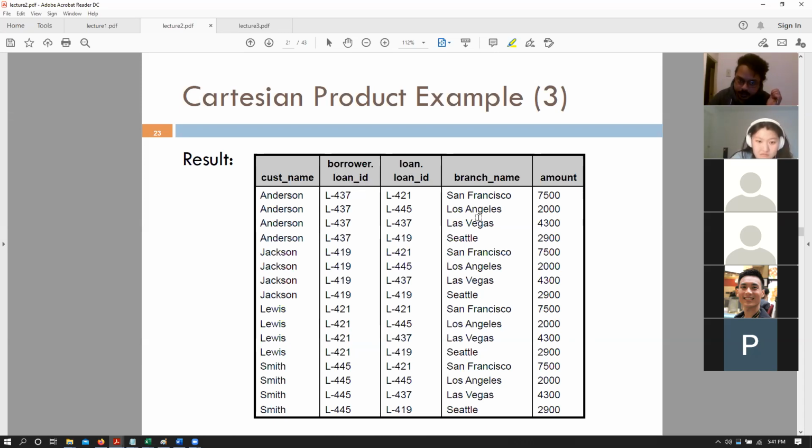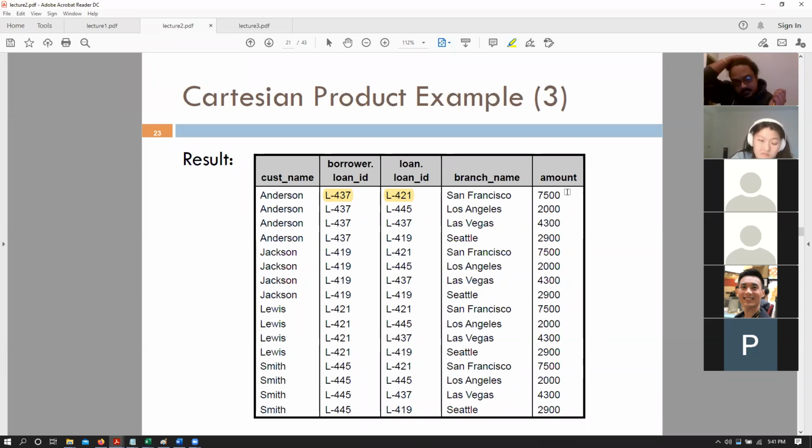Now, if you notice this relation carefully, you might notice that not all relations make sense here. So I cannot have Anderson that has a borrower loan ID of L437 having a loan ID of 421 at San Francisco with a balance of 7500, right? This does not make sense.